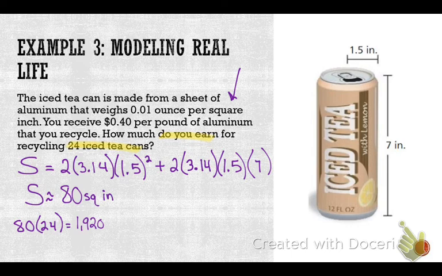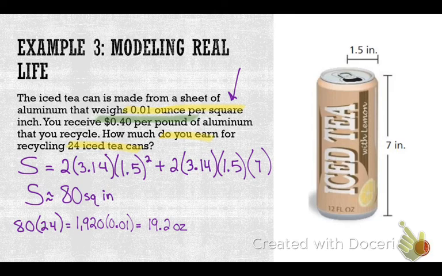Now notice, how much do they weigh per square inch? 0.01. So I can take all my square inches and multiply it by 0.01 to figure out how much these cans weigh. How much do all these cans weigh? 19.2 ounces. Well, this problem would have been very easy to finish solving if they had given me a price per ounce. But what did they give me? A price per pound. So I need to convert 19.2 ounces to pounds.